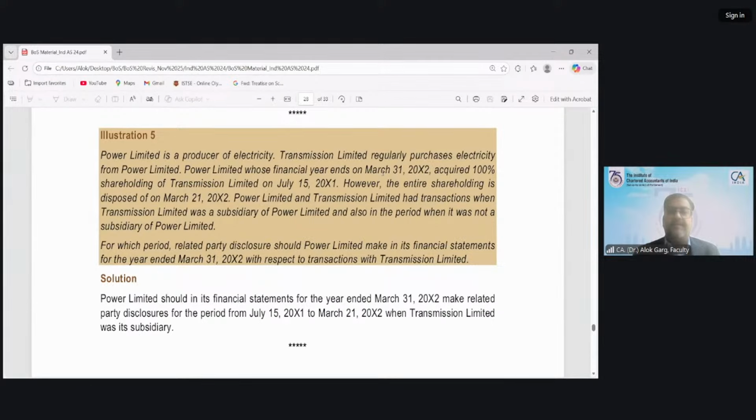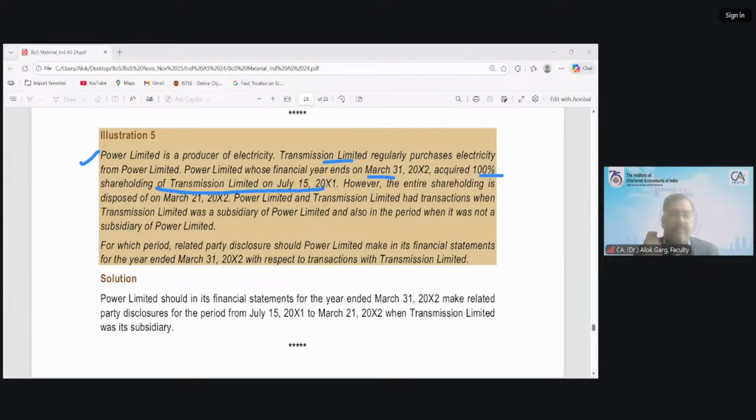Power Limited is a producer of electricity. Transmission Limited regularly purchases electricity from Power Limited, which means Transmission is the customer of Power. Power Limited, whose financial year ends on 31st March 2002, acquires 100% shareholding of Transmission Limited on 15 July 2001.